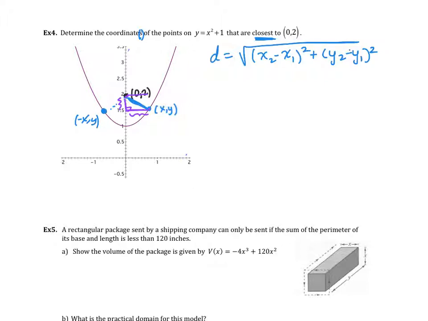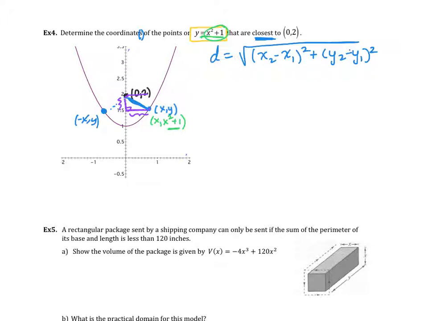Well, we can't have x's and y's, so we need to use some kind of information to change everything to terms of x. Well, ding, ding, ding, we have that right here in our equation. If this is point x, how do we get point y? Well, we would take the value of x, square it, and add 1, and that would be our y value. We can now plug this in to our equation.